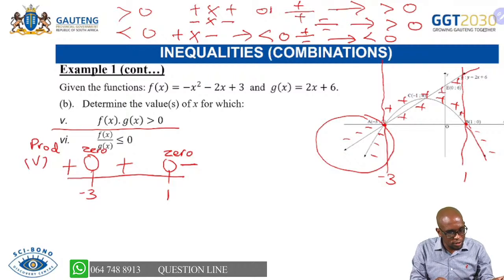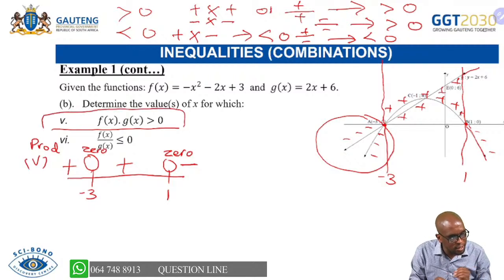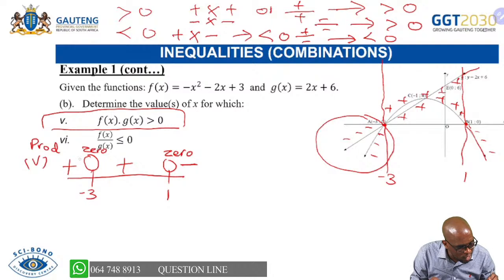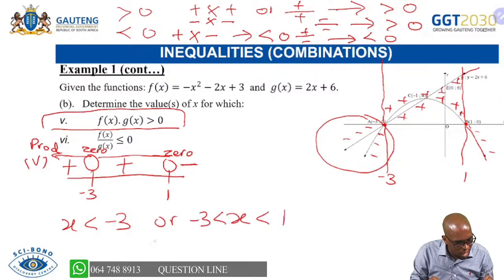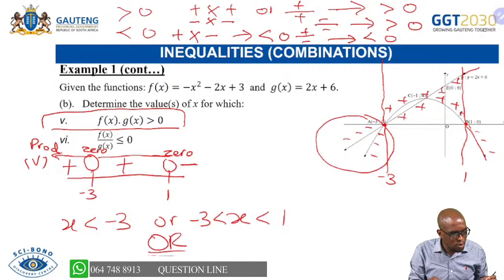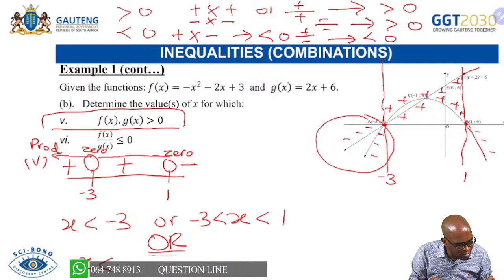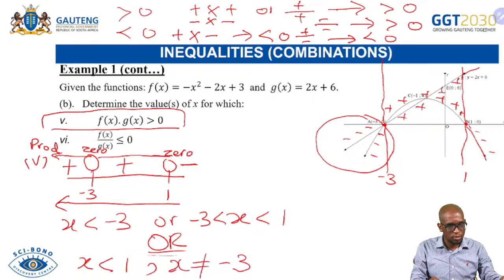Now, to get the solution, the first solution they wanted where the combined effect is positive. So for the combined effect to be positive, we are looking at this side and we are also looking at in between the 2 points. So x would be less than -3, or x would be in between -3 and 1. Alternatively, someone can just say x is less than 1, but x excludes -3. So all the values that are less than 1 excluding -3.